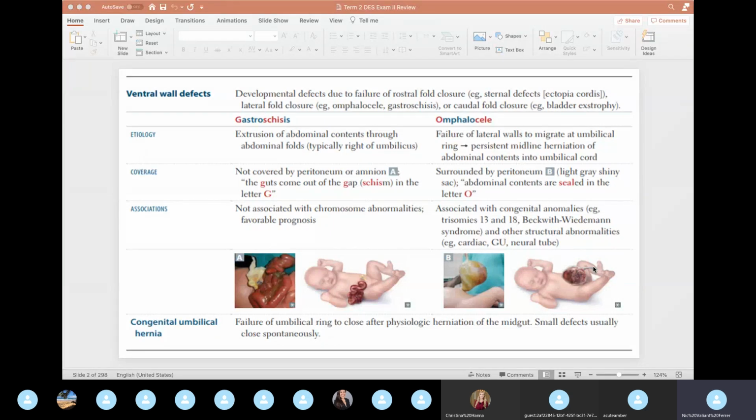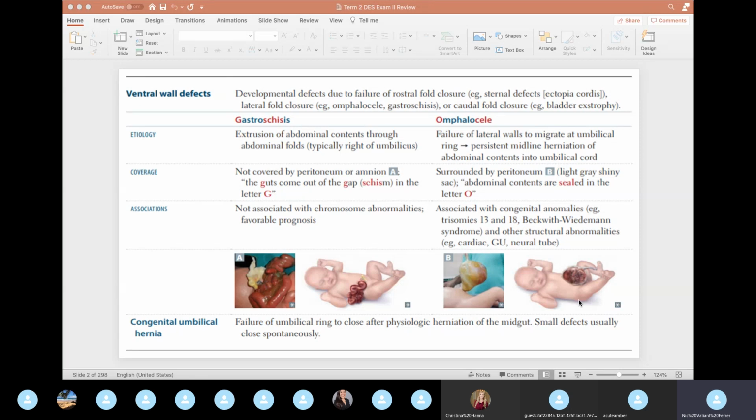How about trisomy 13, the Patau syndrome? Signs and symptoms. So you have holoprosencephaly, right? Holoprosencephaly. You also have cleft lip and cleft palate. So they all begin with the letter P: holoprosencephaly, and cleft lip and cleft palate for trisomy 13.